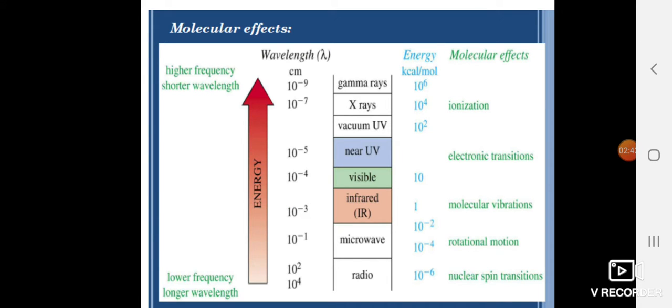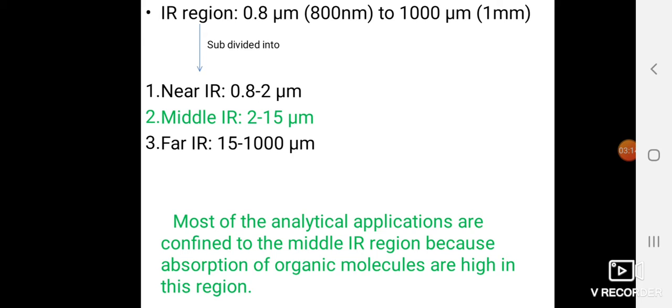You can see this IR falls into the range of about 10 power minus 3 centimeter, and that falls next to the visible radiation. Energy wise, it has approximately 1 kilocalories of energy, ranging between 1 to 10 to the minus 2 kilocalories, and it causes molecular vibrations, particularly the vibrational energy level changes. So IR falls into 0.8 micrometers, that is 800 nanometers, to 1000 micrometers, that is 1 millimeter.